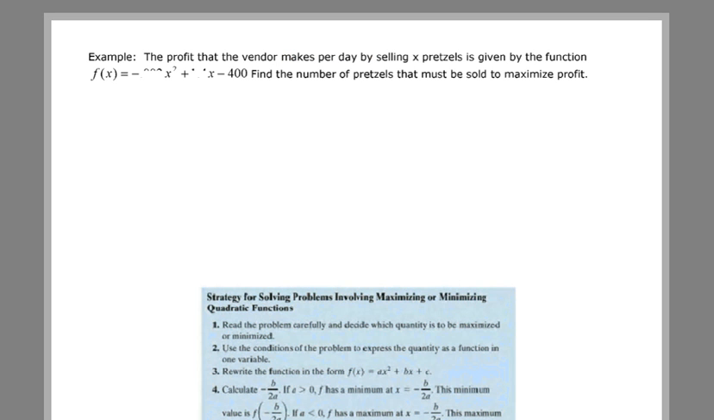Let's do one more application. The function for this one is negative 0.002 x squared plus 1.4x minus 400. And let's see what this represents. It's the profit that a vendor makes per day selling pretzels. Okay, so x is the number of pretzels, f of x is the profit, and we want to find the number of pretzels that must be sold to maximize profit. There's that word, maximize. Maximum or minimum means we need to find the vertex.